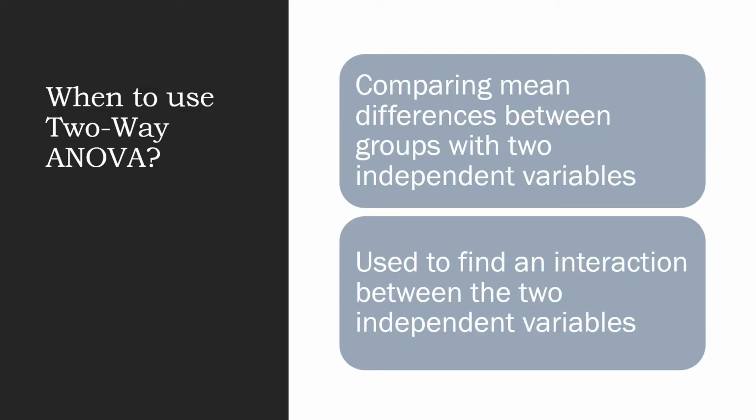So when should we use Two-Way ANOVA? We should use it when we are comparing the mean differences between groups with two independent variables. It is also used to find an interaction between the two independent variables.